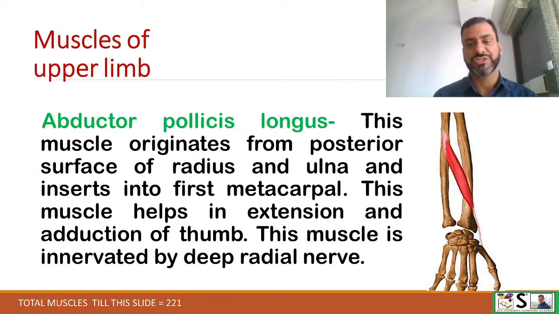Abductor pollicis longus. This muscle originates from the posterior surface of radius and ulna and inserts into the first metacarpal, and this muscle helps in extension and abduction of the thumb. This muscle is innervated by deep radial nerve.